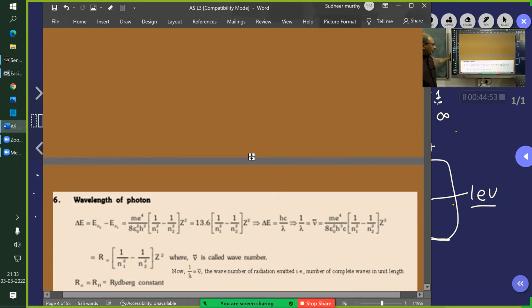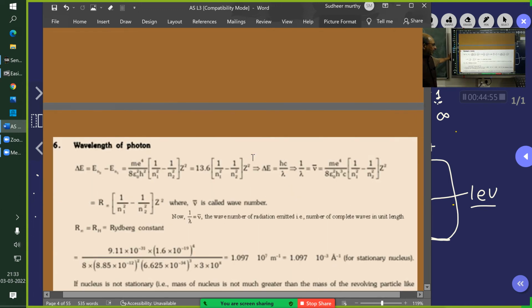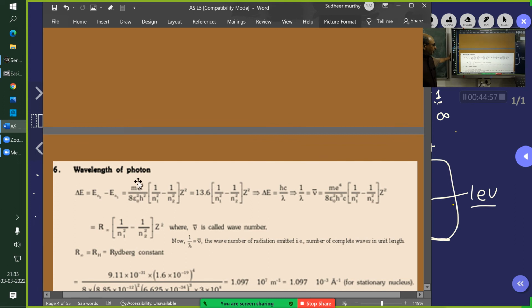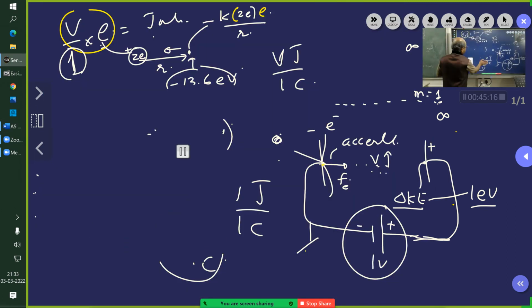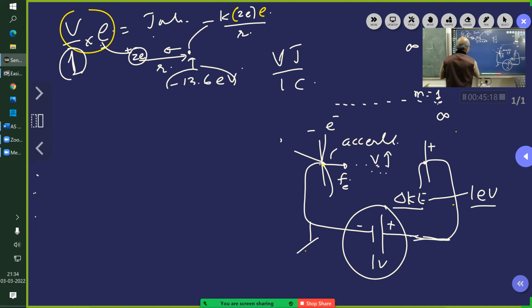Since you have already learned that, fine. Now comes the wavelength of the photon. That means now, if the electron jumps from a higher orbit to a lower orbit, then it is emitting excess energy. What is that excess energy? Why did I use the word excess energy?